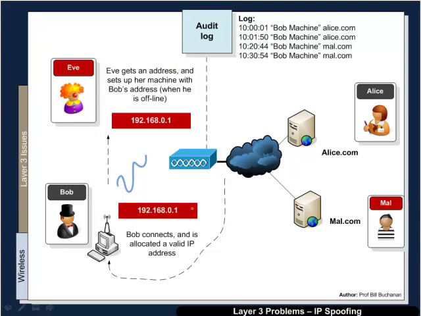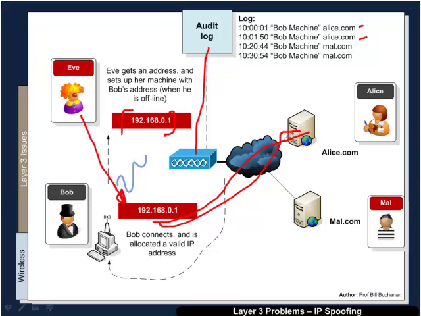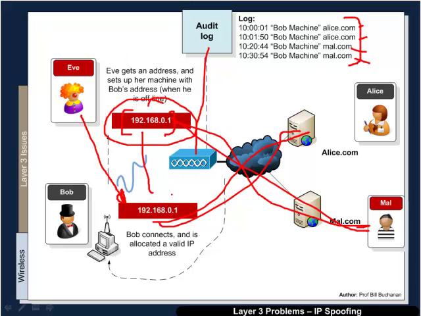Another problem that we might have is with IP spoofing. In this case, Eve finds out the IP address that Bob is using. Bob logs on, and in the audit log we can see here that Bob accesses alice.com twice. Bob logs off, and then Eve connects, but then Eve changes her IP address to be Bob's, so that the audit log now shows that Bob connected to mal.com twice. So we can see here that the credibility of using an IP address as an authentication, and for not to check this, is not good for auditing purposes.